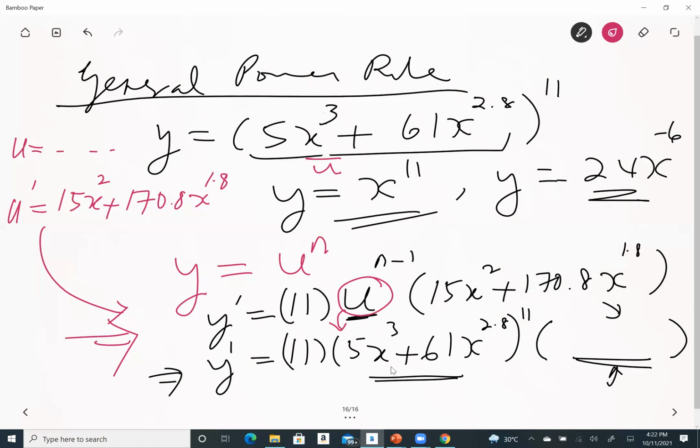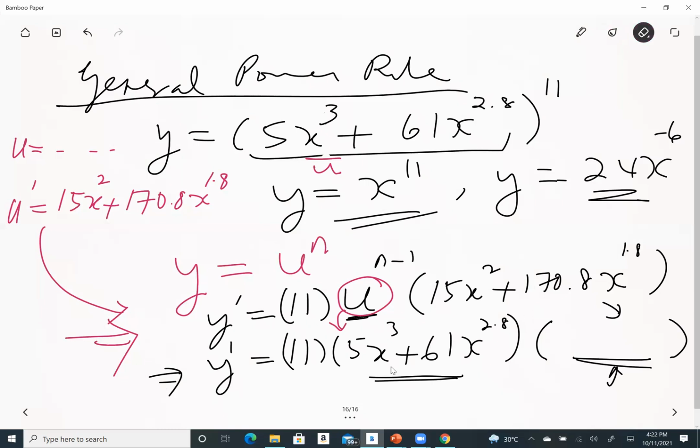Sir, you have to minus 11. You have to minus 1 from the power, 11 minus 1. So it will be 10. Yeah, thank you. So here, U prime, U to the n minus 1. You're right, so that one should be 10, not 11.